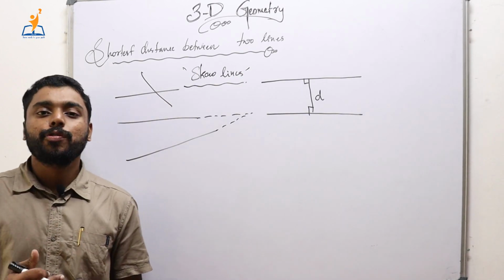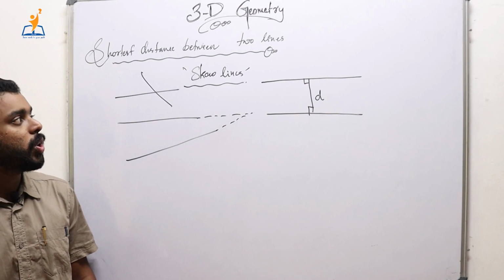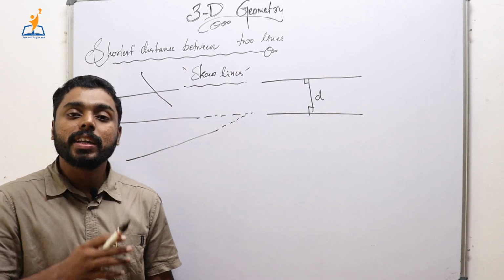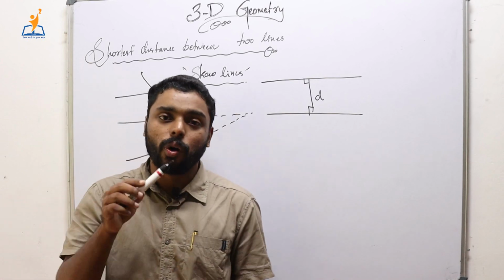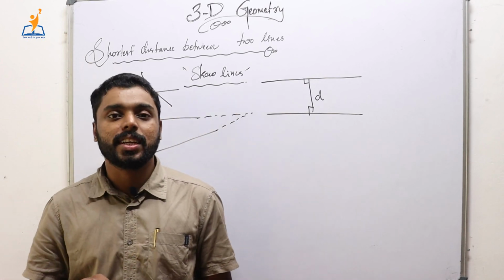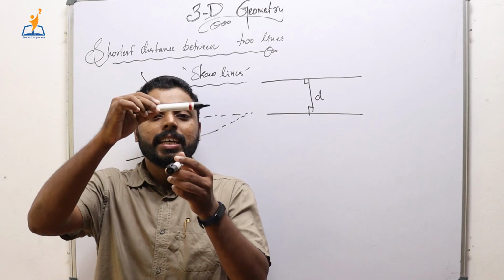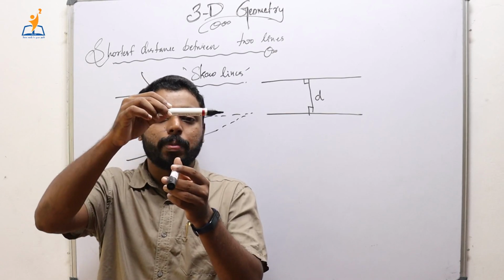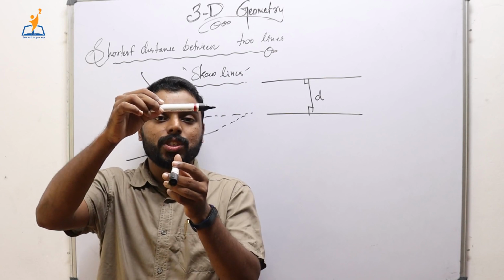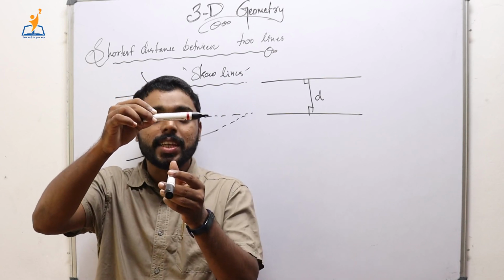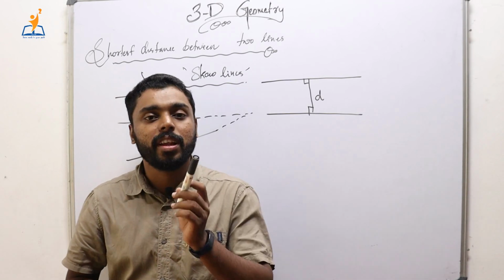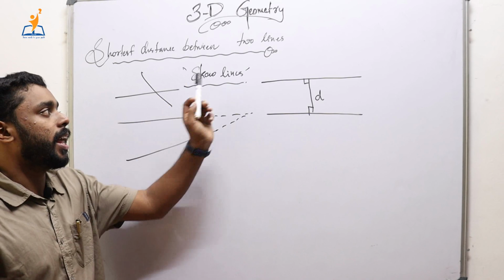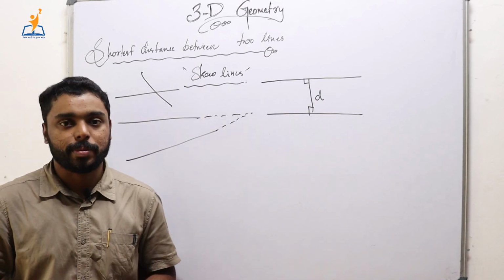Now we are going to find the perpendicular distance between two skew lines, because the perpendicular distance between these two skew lines always gives us the shortest distance between them. You can see that these are two skew lines. It is possible for us to find the perpendicular distance between these two lines, which gives us the shortest distance between them. So the shortest distance between skew lines is our next concept.